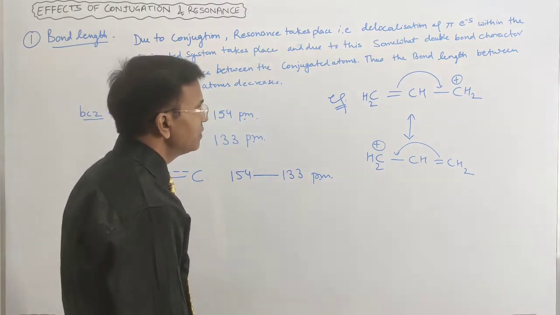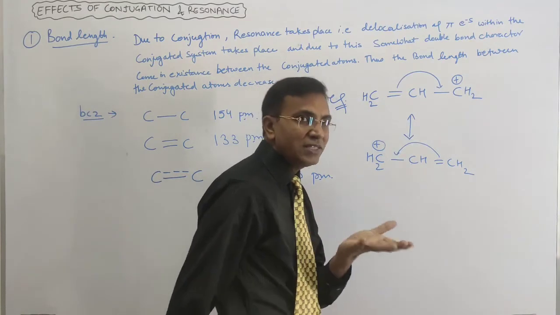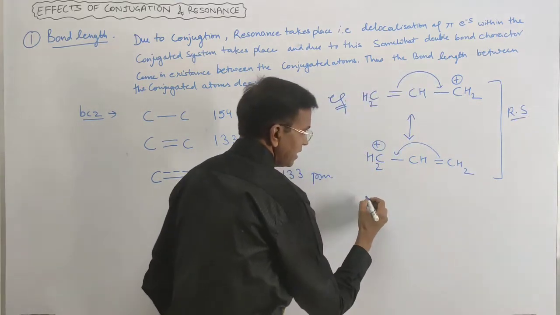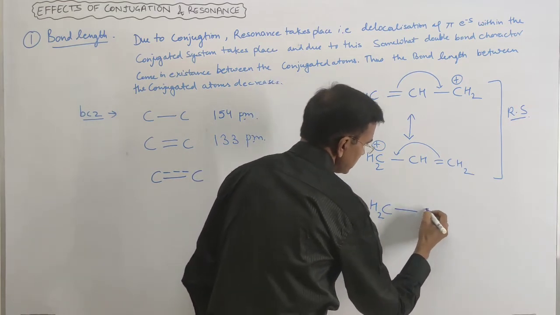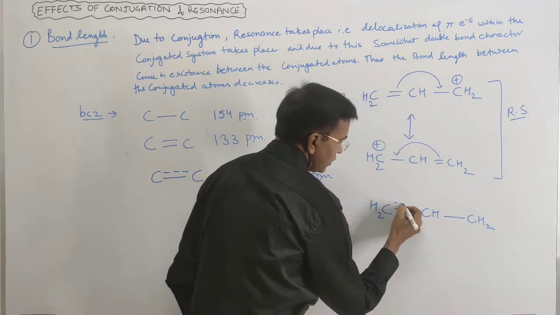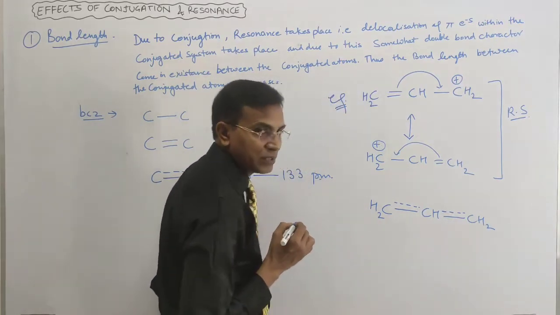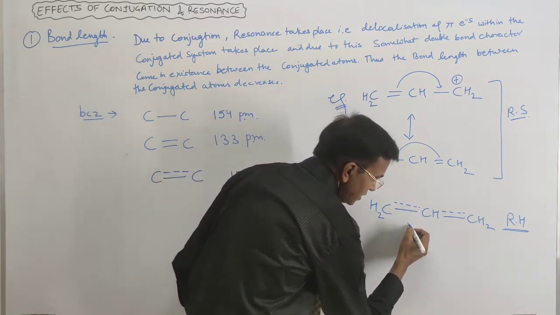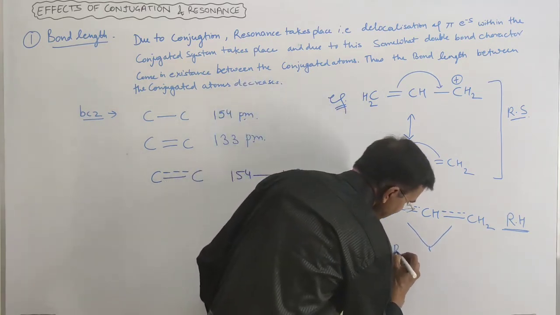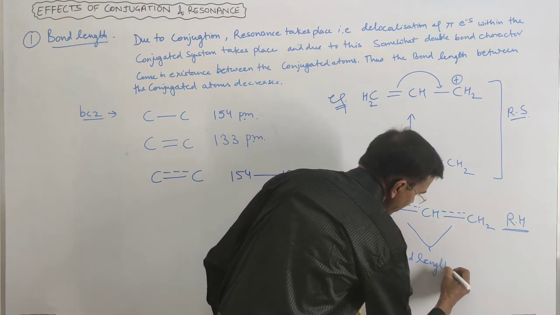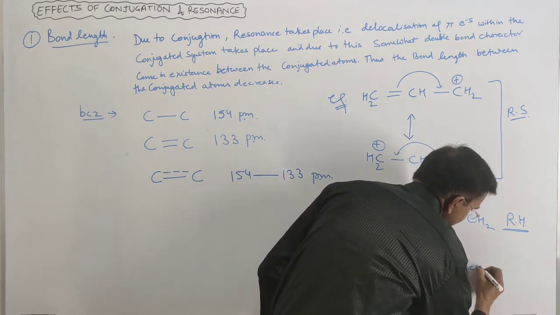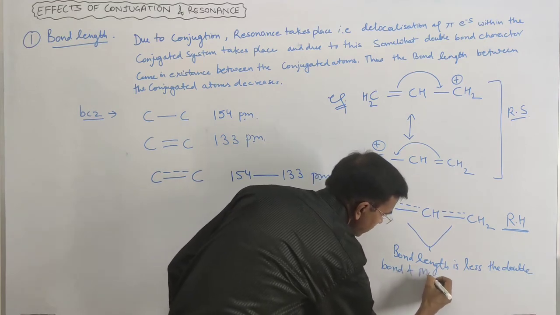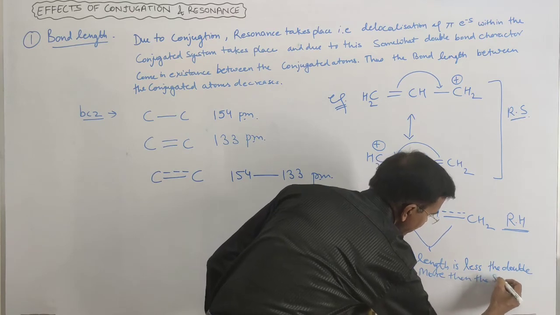So here you may clearly observe that if you are going to make the resonance hybrid of these two structures, these two are resonating structures, and the resonance hybrid is CH2, CH, CH2, with somewhat double bond character throughout the conjugated atoms, right? And this is the resonance hybrid. So here the bond length, this and this also, both the bond length is in between, less than double bond and more than the single bond.